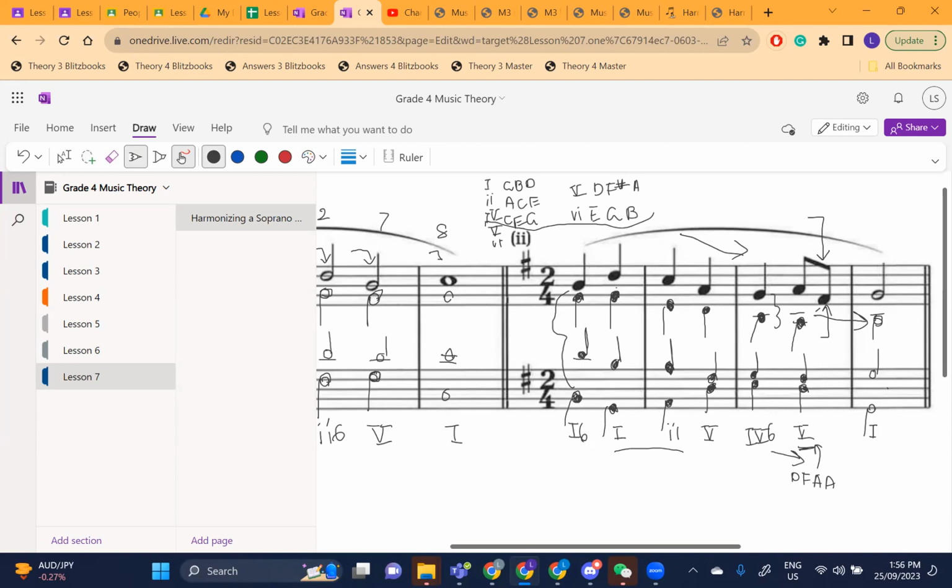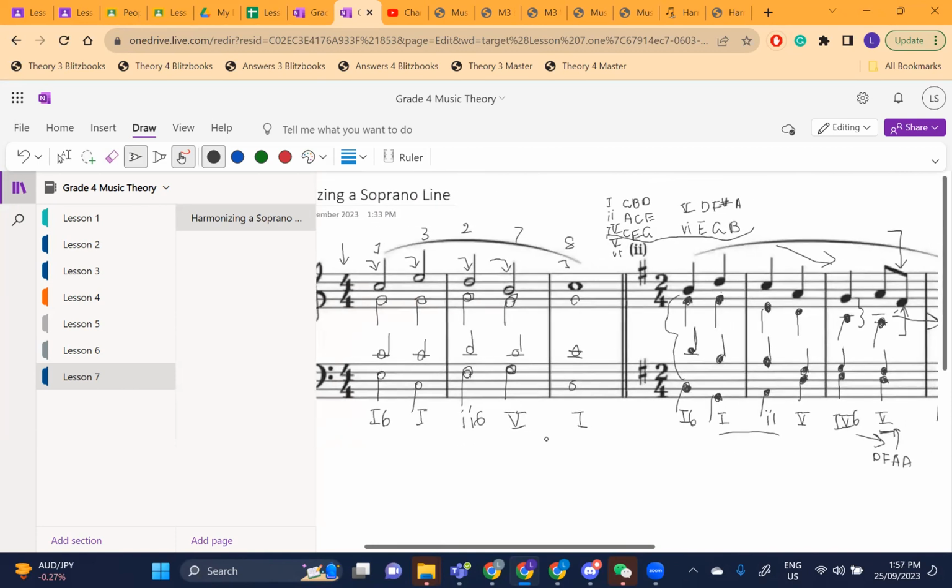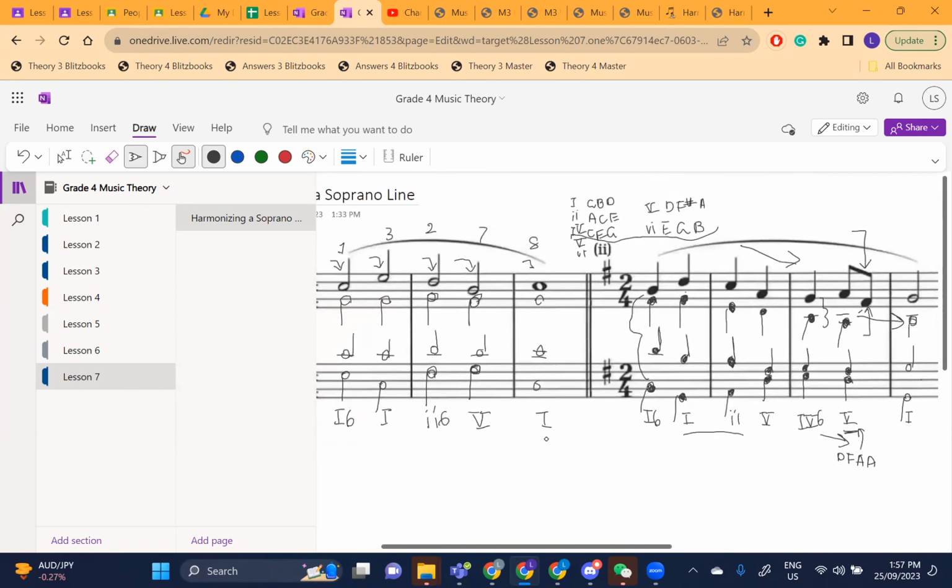Let's see. Well, that works pretty well. So there's two things to take away from these two examples. Firstly, if you end it in a perfect cadence, you can try and have some kind of resolution in between.